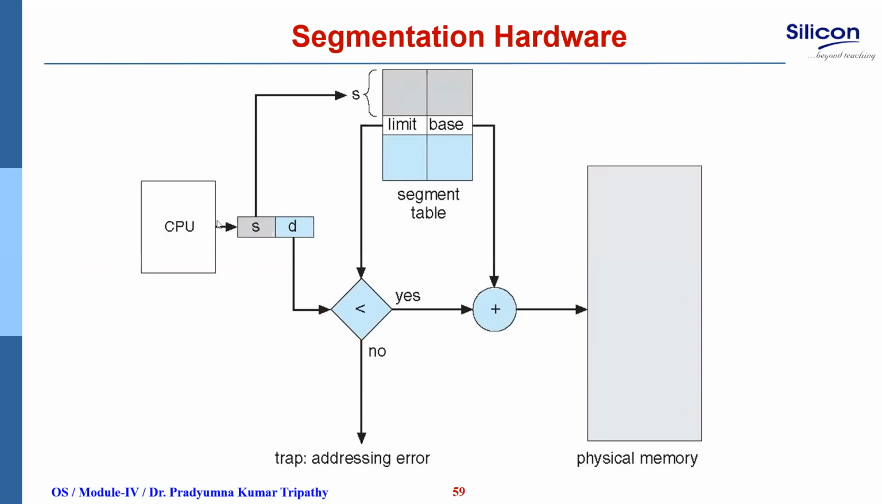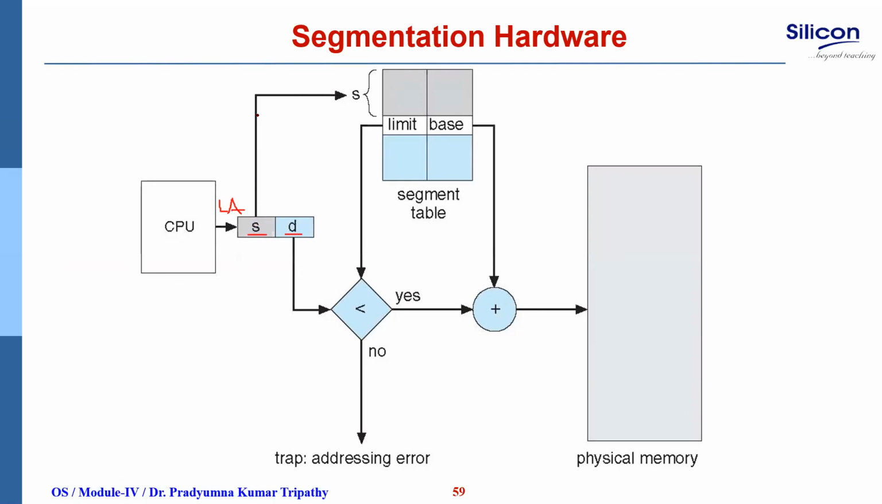CPU generates the address known as logical address. The logical address has two parts, segment number and displacement. So just see over here. This address is known as which address? This is the logical address generated by the processor.